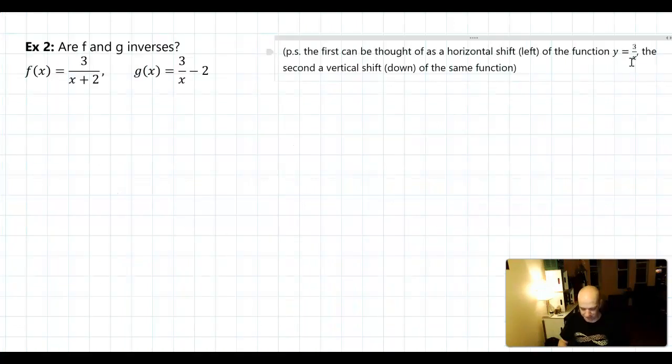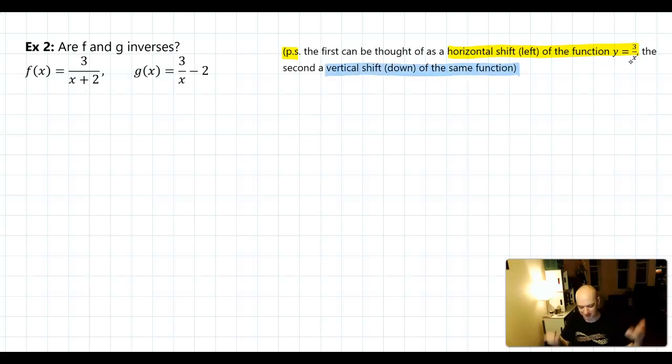Here's a slightly more interesting example of two functions that may or may not be inverses that we have to check. And this one might be a little harder for you to just inspect and see. So we have 3 over x plus 2 and 3 over x minus 2. By the way, if you see my little note, the first could be thought of as a horizontal shift of the function 3 over x, and the second could be thought of as a vertical shift of the same function 3 over x down. We'll learn to graph the function 3 over x in the next chapter, and then you might be able to come back to this section and see if the graphs confirm what we verify about inverses.